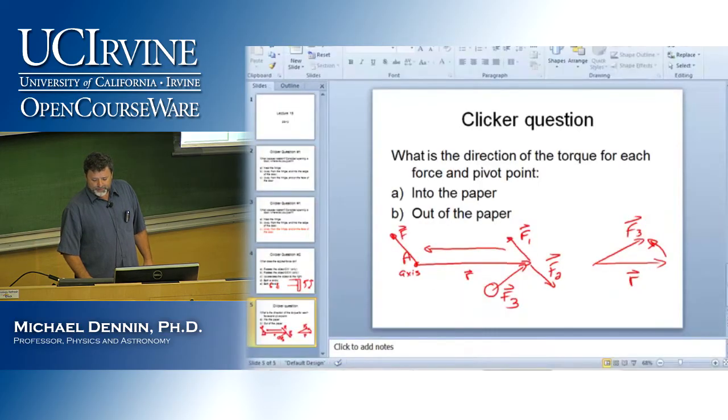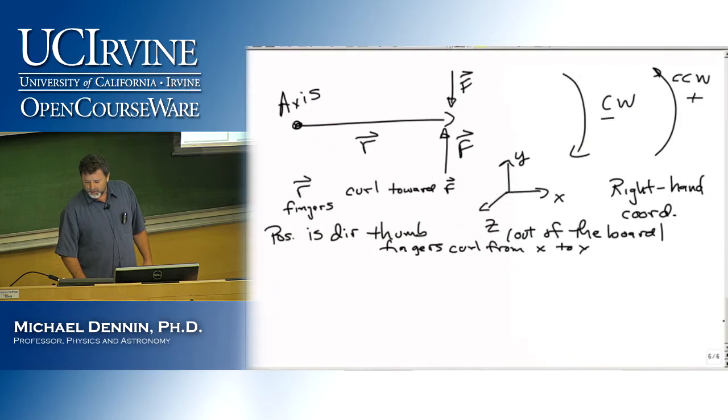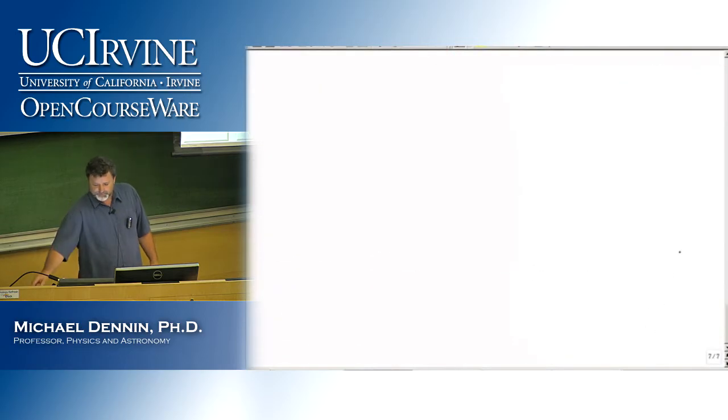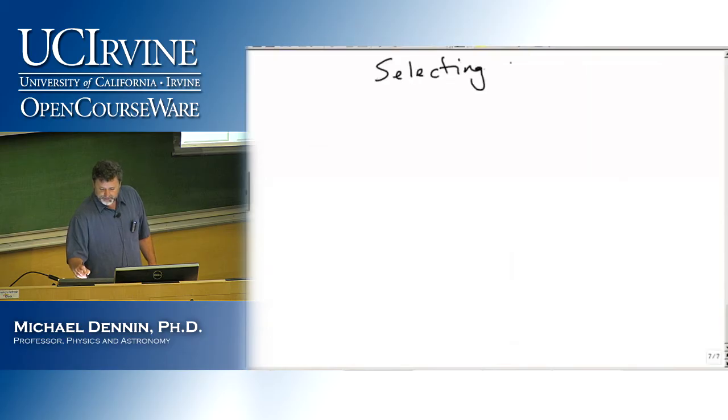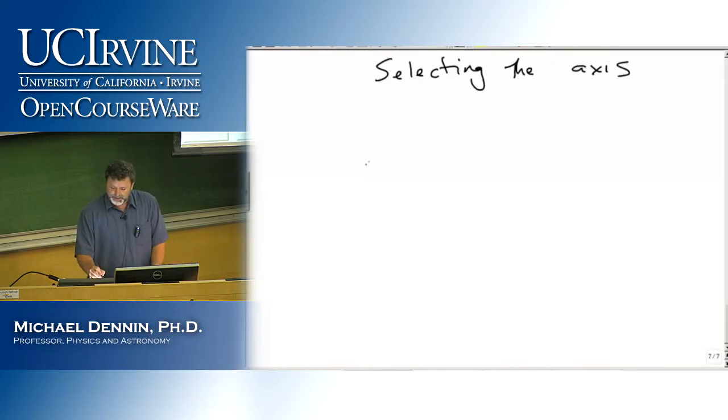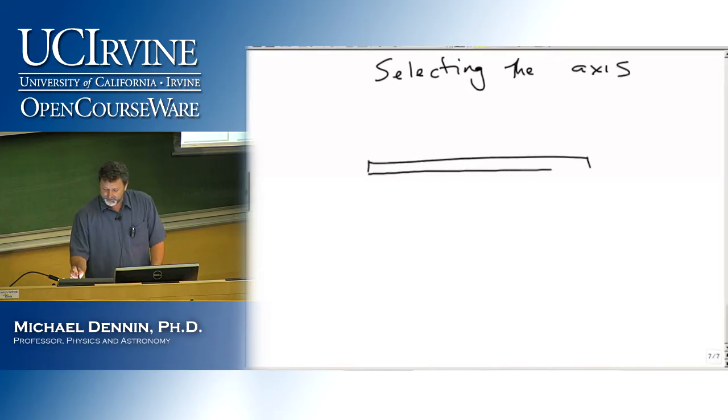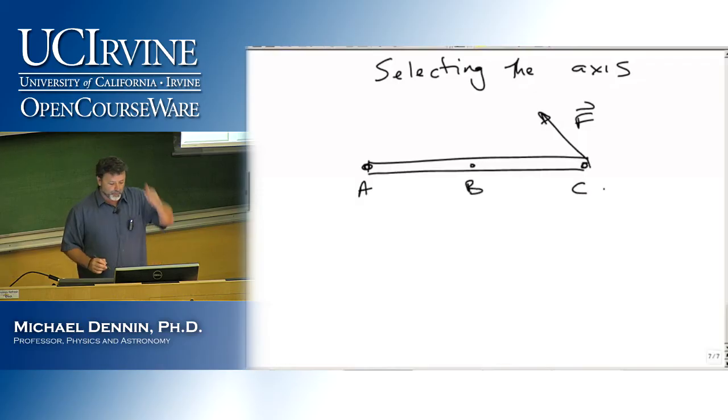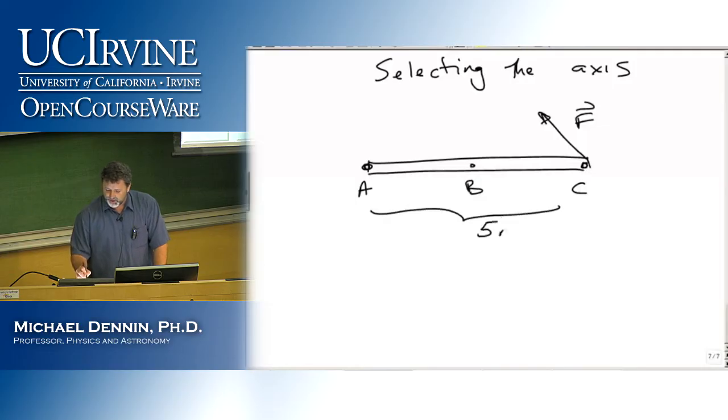Now, the final piece in torque that gets confusing is selecting the axis. Imagine that I just had a rod out in space, and I'm going to apply a force like that. I can look at three distinct points, A, B, and C. Suppose this rod is 5 meters long, and B is right in the middle.